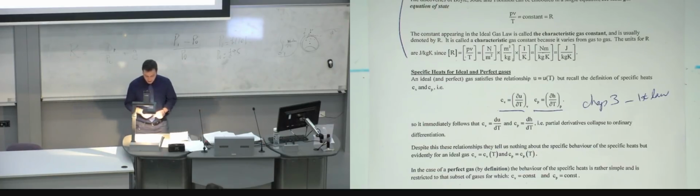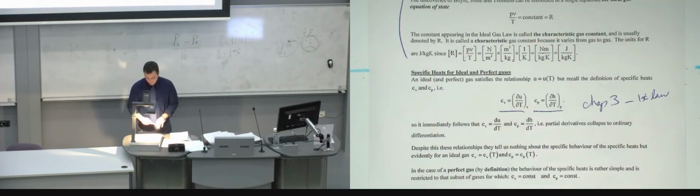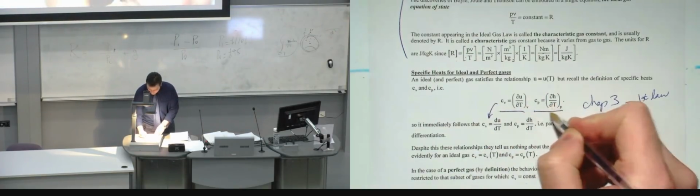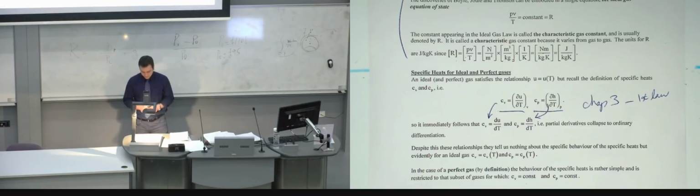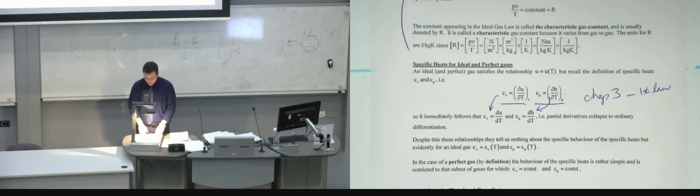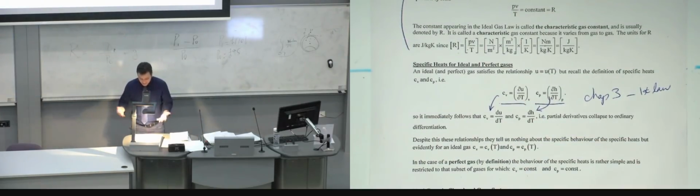Now, because we established that U and H are only functions of temperature and nothing else, you can rewrite these equations in this form, because of the assumptions that I mentioned just previously based on those 3 experiments. So the partial derivatives really essentially collapse, and then you have the ordinary differentiation here.